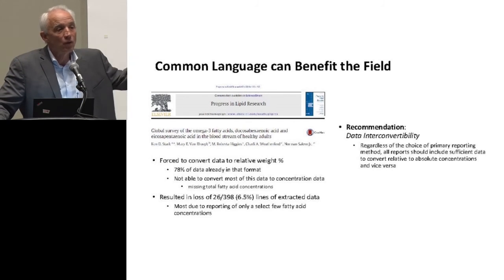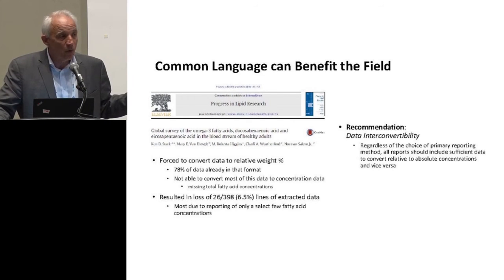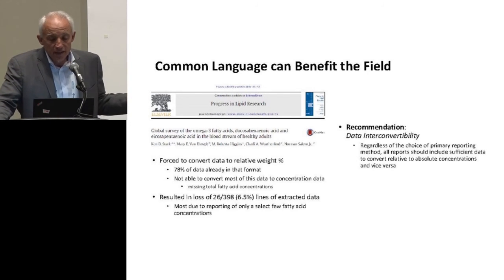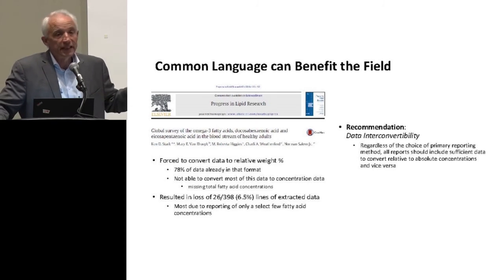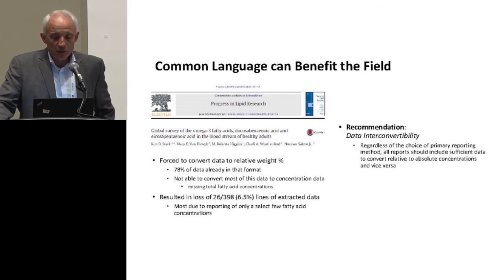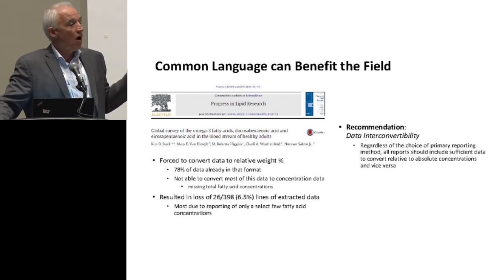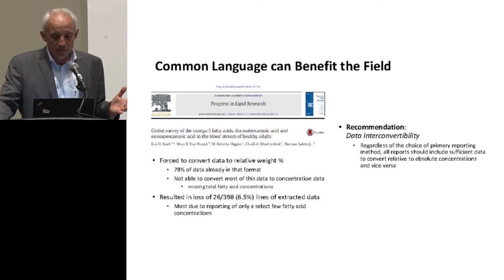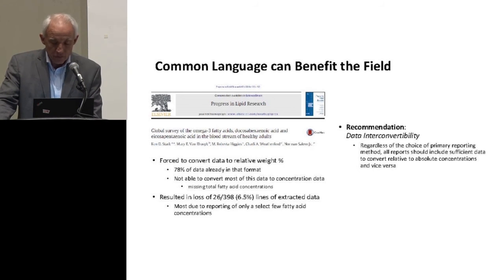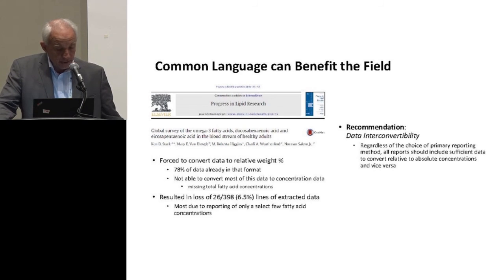So without the total fatty acid concentrations provided in moles, you can't calculate that percentage. So the recommendation in terms of the ability to interconvert whatever data you are publishing is, regardless of your choice of primary reporting method, all reports should obviously contain enough information to convert relative to absolute and vice versa. So make sure that someone who wants to add your data to a meta-analysis can do that change.